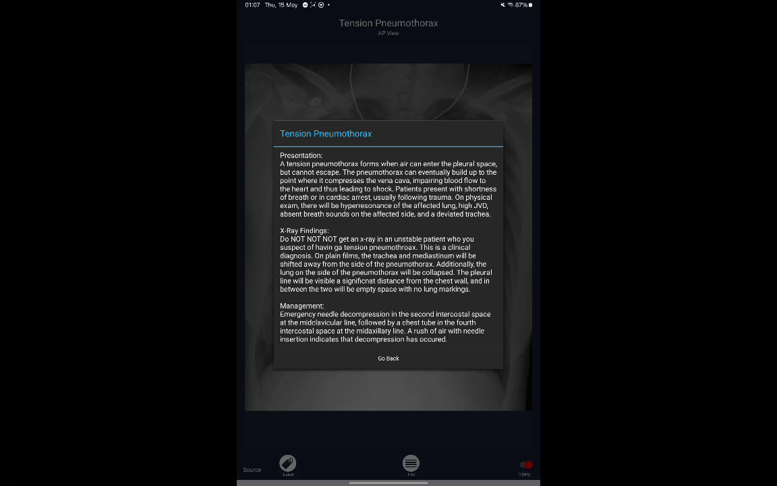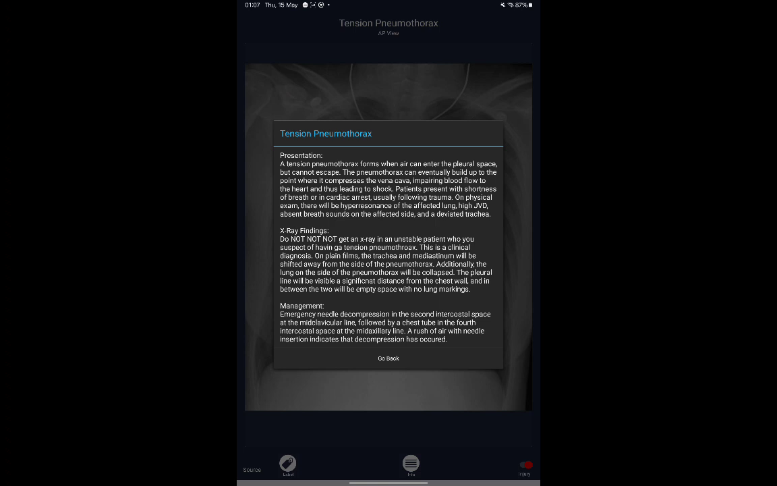Patients present with shortness of breath or in cardiac arrest, usually following trauma. On physical exam, there will be hyperresonance on auscultation or percussion of the affected lung, high jugular venous distension or pressure, absent breath sounds on the affected side, and a deviated trachea to either side, right or left. What should we see on chest X-ray in cases of pneumothorax?